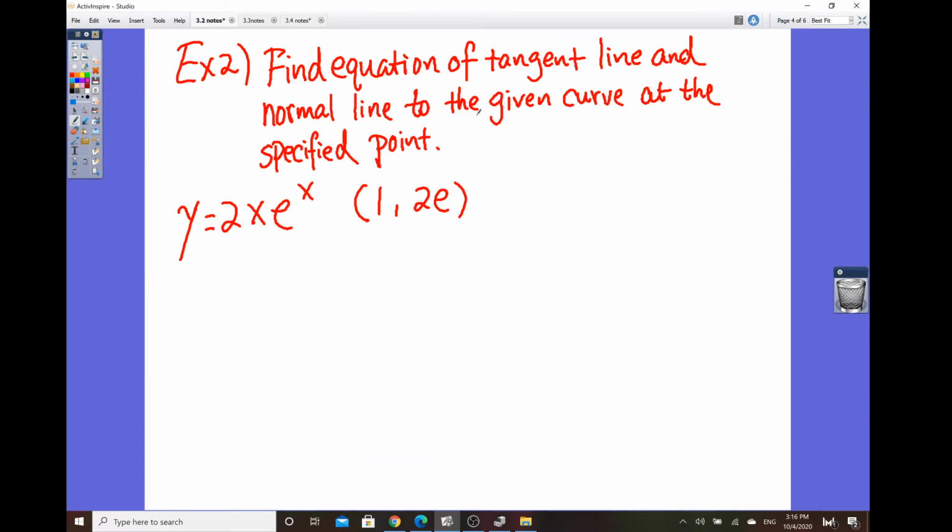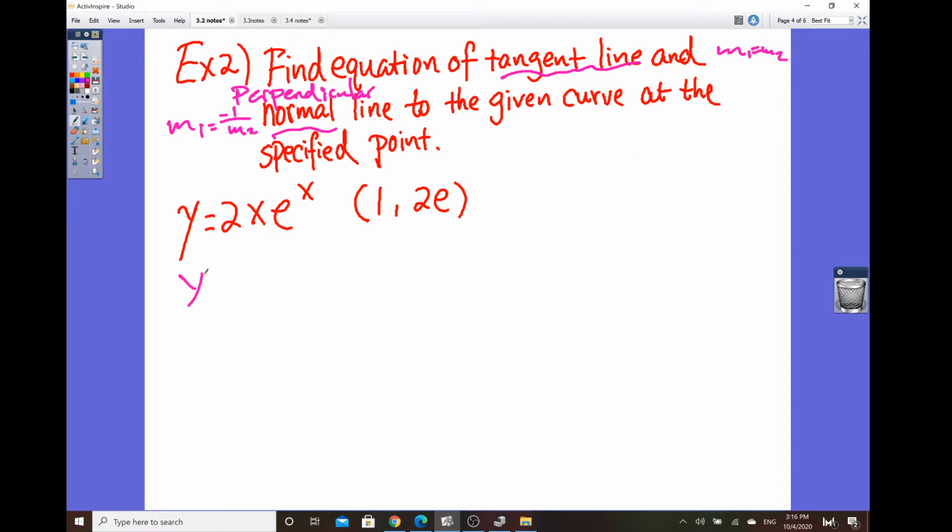Okay, so now find the equation of tangent line and normal line to the given curve at the specific point. Tangent, that means we're using the exact same slope. If that's normal, that means perpendicular. So back to geometry or algebra 1. If two lines are perpendicular, that means the slopes got to be negative reciprocals.